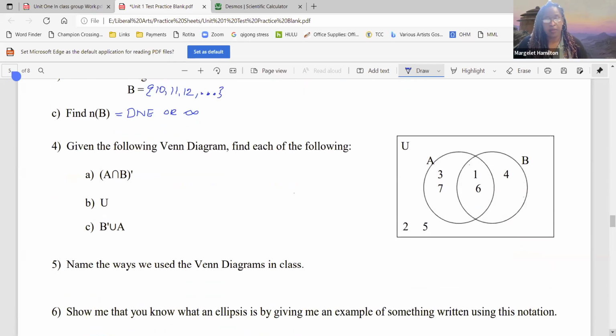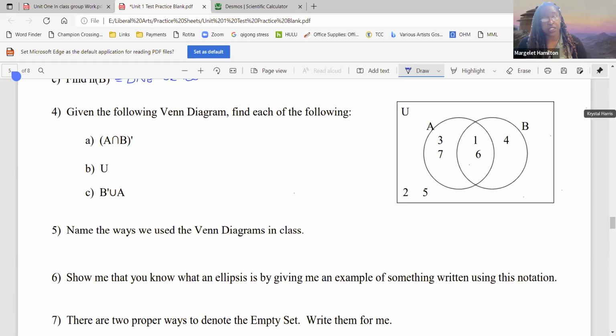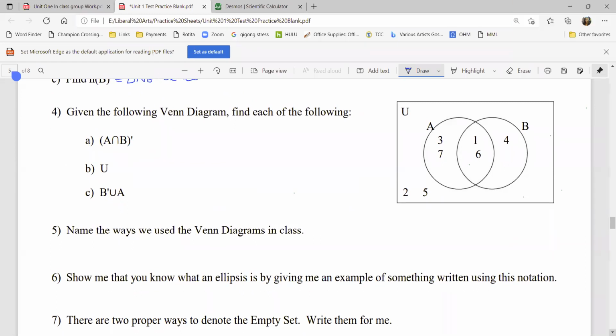All right. Number 4. You see how they already have the Venn diagram set up? This is pretty much how it's going to look on the test. They'll give you a Venn diagram and then ask you to answer some questions. Have we answered these questions already? We need some more time. Let's try this one. All right, take a couple of minutes and work out 4 and 5.